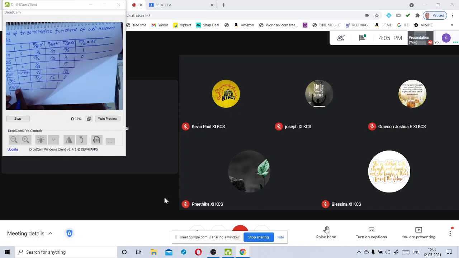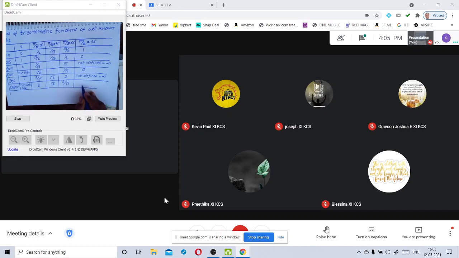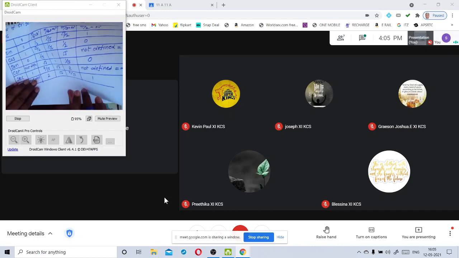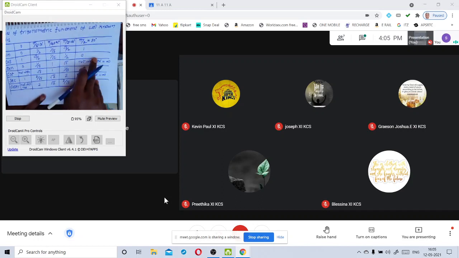Okay, my children. Cosecant x. Reciprocal of sin x. Not defined. Not defined. 2. Root 2. 2 by root 3. 1. You have to remember these trigonometric values of these well-known angles. Okay, my dear children. We use these values in finding the inverse trigonometric function values.